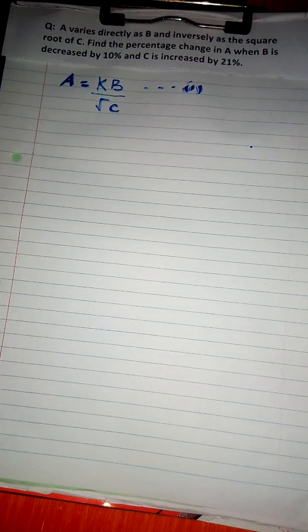If we change the values of B and C, we will have a change in A. In that respect, it means that if A has changed, let me say A changes to A1, we will have A1 is equivalent to K times B1 over the square root of C1, where B has also changed to B1 and C to C1. So a change in B and C causes the change in A.